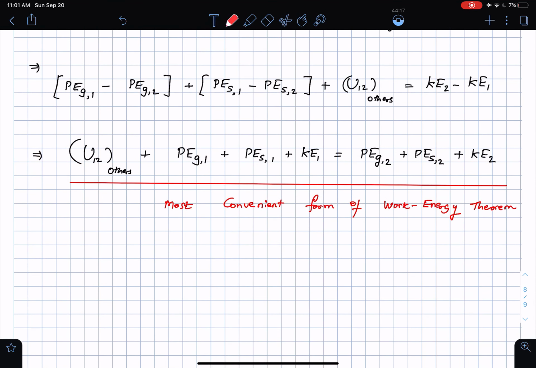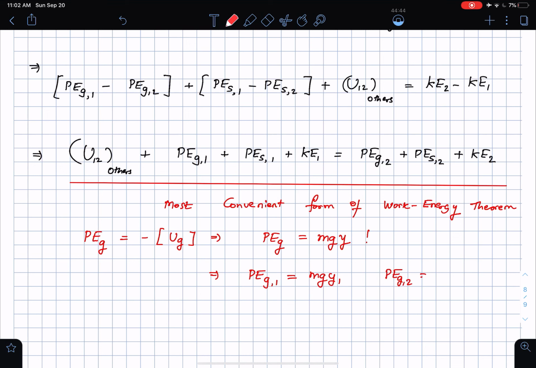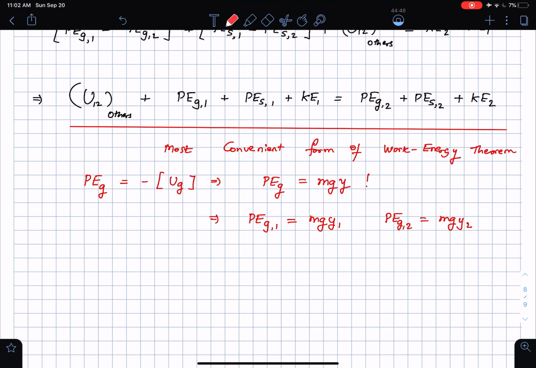Okay, and here PEG is equal to minus UG, which implies that PEG at some position is just going to be mg times y. Which essentially implies that PEG1 is mg y1, depending on where we are applying it. PEG2 is equal to mg y2, etc., depending on the datum, of course.